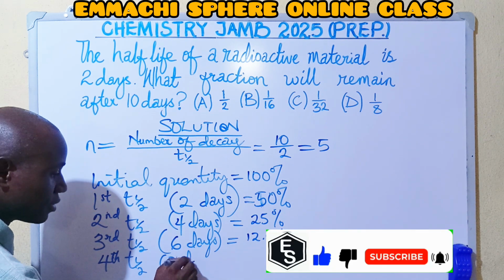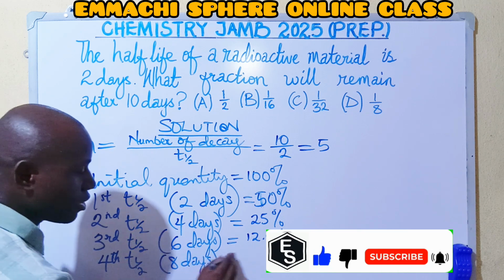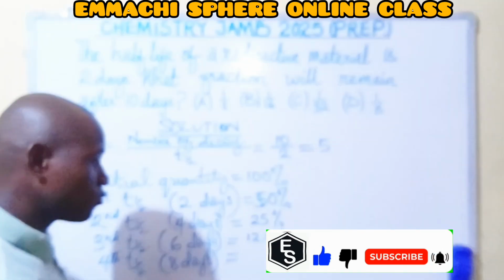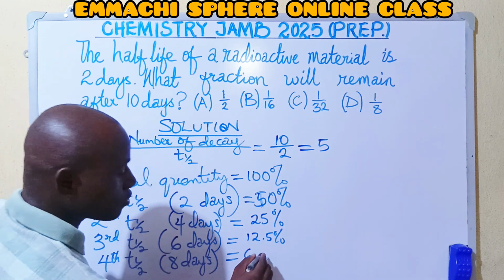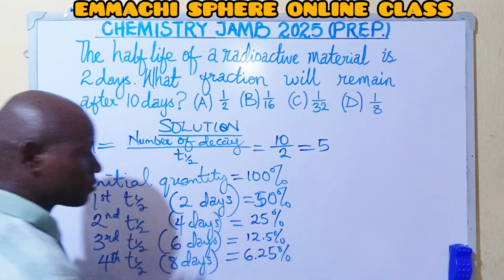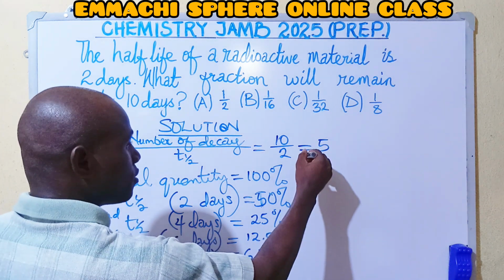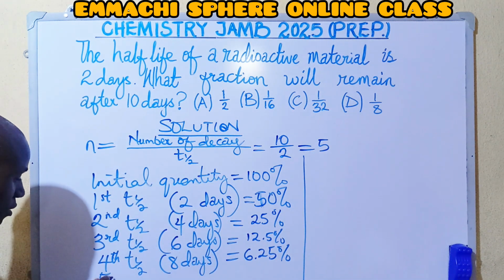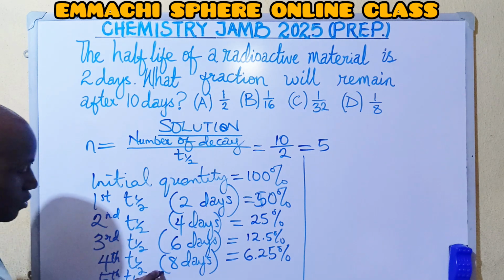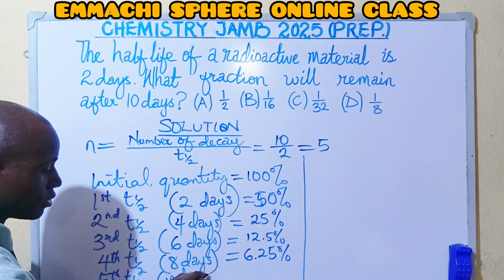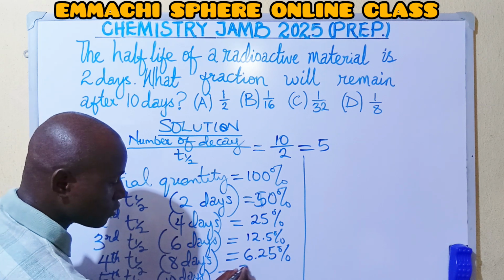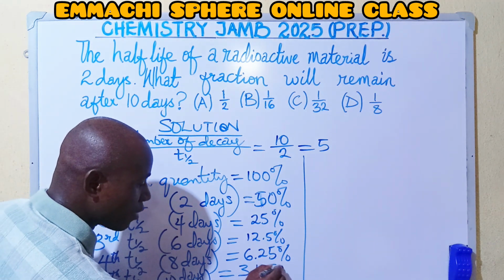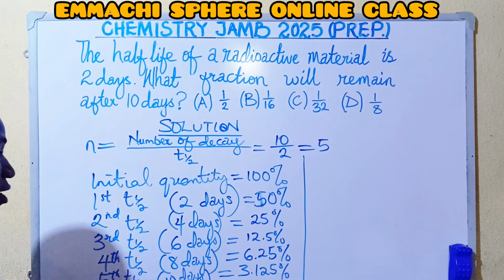The fourth half-life, that is the 8th day, will be 12.5 divided by 2, which will give us 6.25%. Then the fifth half-life, that is the 10th day, will give us 3.125%.